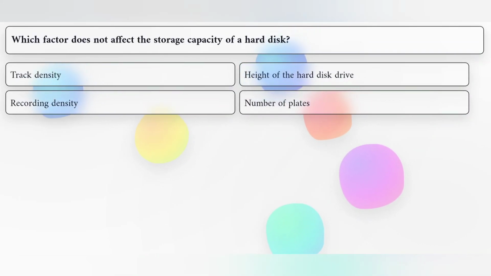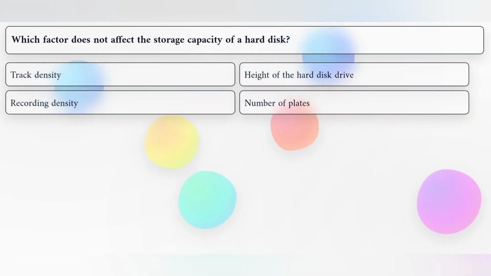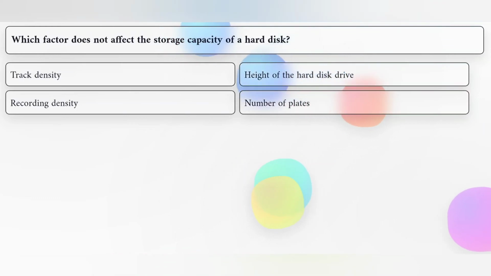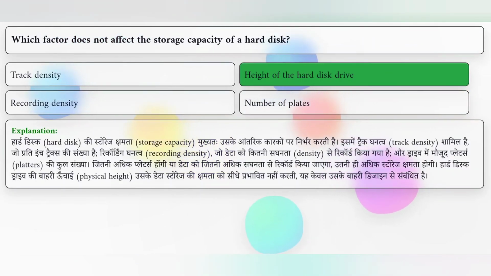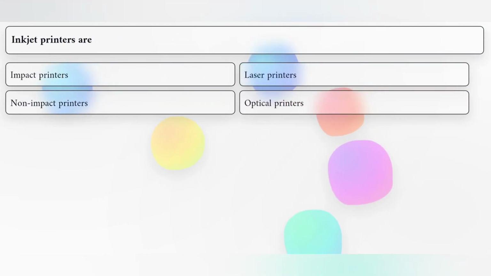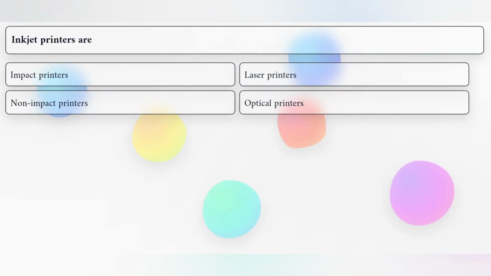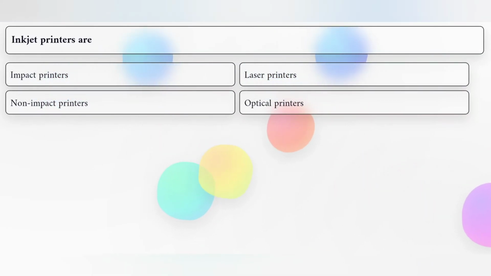Which factor does not affect the storage capacity of a hard disk? Track density, height of the hard disk drive, recording density, number of plates. Inkjet printers are impact printers, laser printers, non-impact printers, optical printers.